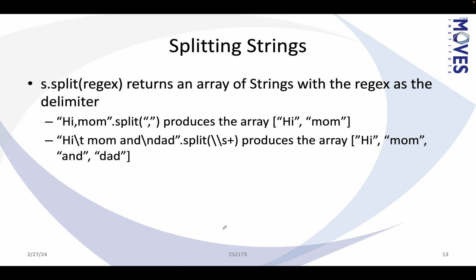I know I'm just 1 minute over, but I do want to at least touch on this because it's a really useful thing. I guess I'll have to pick it up tomorrow. But split: I can take a string and it returns an array of strings with the regular expression as the delimiter. So for example, if I say hi,mom and I split it on the comma, it will give me an array consisting of the two pieces. And likewise, if I have hi and then some white space and some more white space, if I split it on one or more white spaces, it'll give me all of the different pieces.